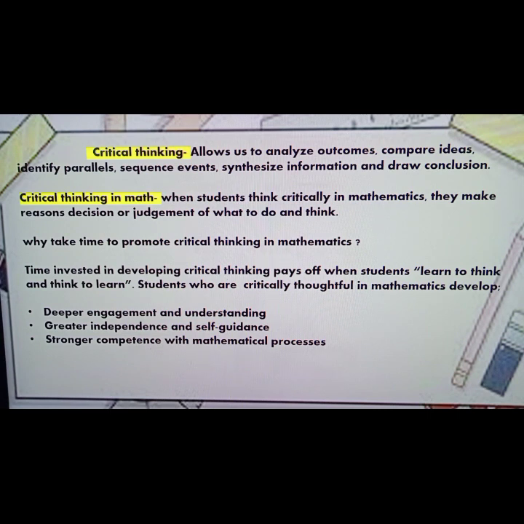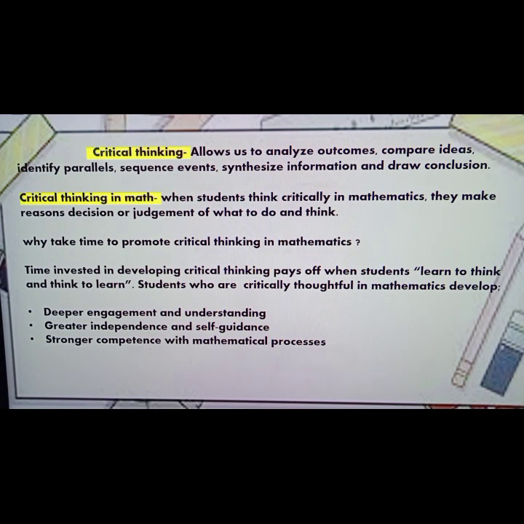So go back here: learn to think and think to learn. It means that the students are really good in thinking because they learn to think. They are not careless. They can generate or come up with solutions on their own, and think to learn. From the problem, they come up with a solution and learn from it. Students who are critically thoughtful in mathematics develop deeper engagement and understanding.